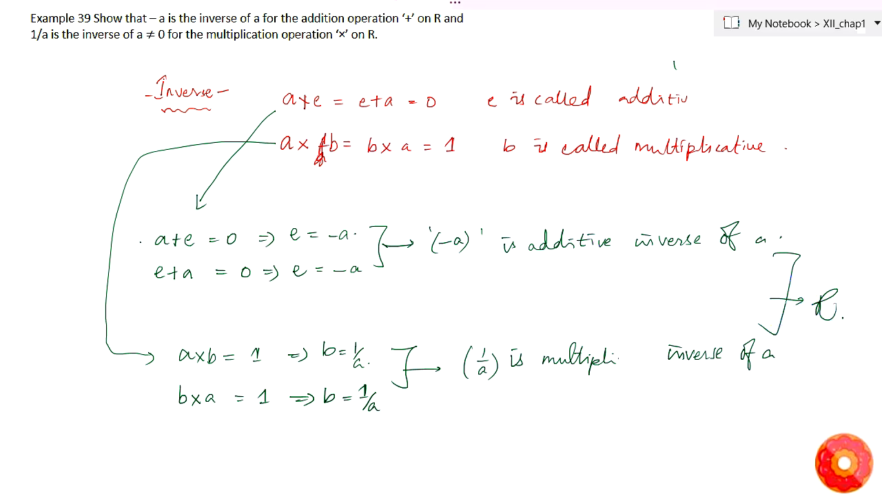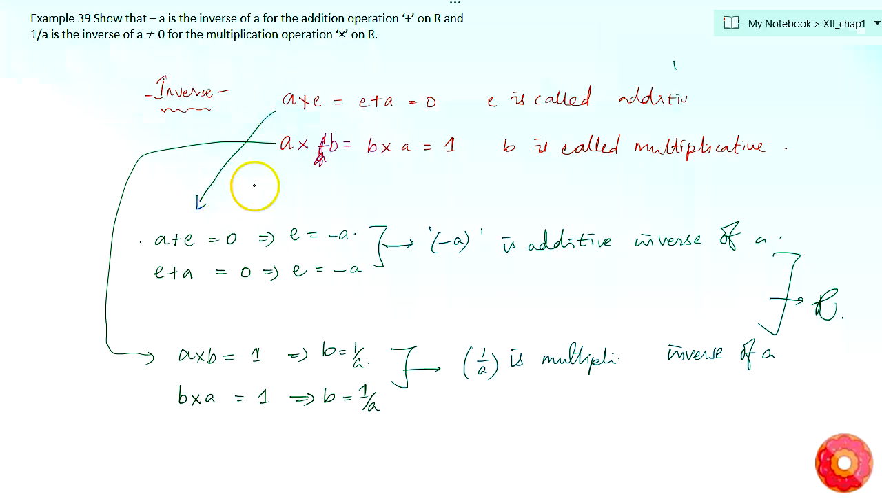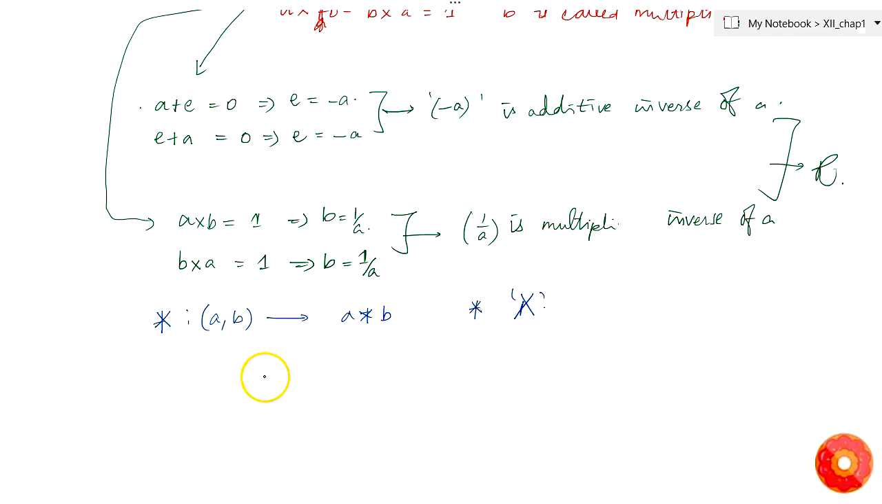But these both things hold only in the set of rational numbers. Let's see, if we consider natural numbers, we know that the basic definition of a binary operation is like this. Let's say there is a star binary operation. If it's acting on a comma b, it will become a star b. So if star is called a binary operation in any set, let's say set x, then both a comma b must belong to x, and the final result a star b also must belong to x.